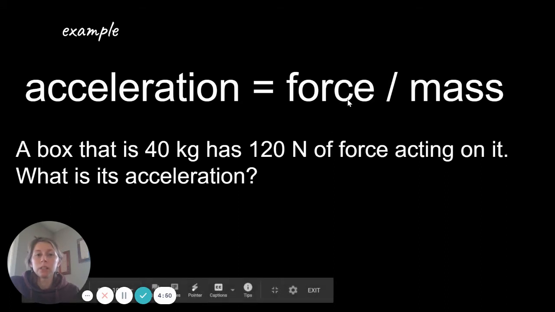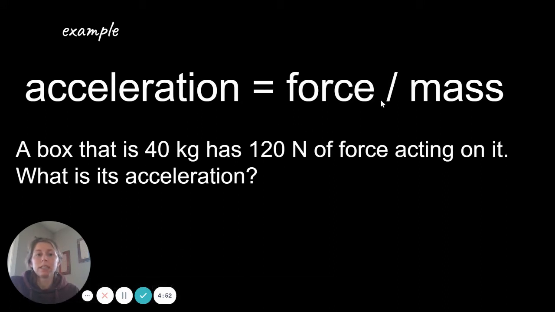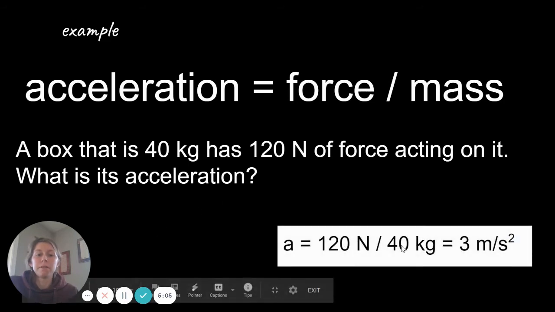Whatever you're missing is the first thing that goes here. So it's the force, 120 newtons, divided by the mass, which is 40 kilograms. 120 divided by 40 equals 3 meters per second squared.